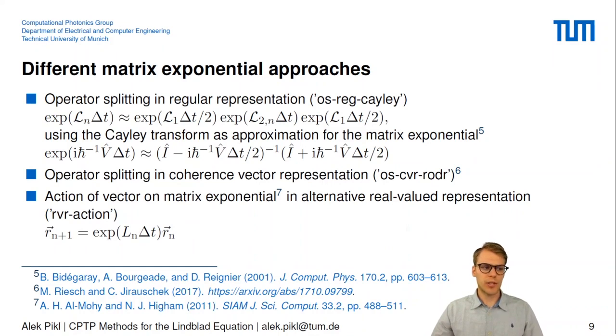In this representation, we basically have to only calculate directly the matrix exponential and then multiply it with the density vector. We implemented the method from Almohy and Higham from 2011, which basically allows us to directly calculate this action of the vector on matrix exponential instead of explicitly formulating the matrix exponential and then applying the vector. So we wanted to see if we can get some speed ups by using this method.